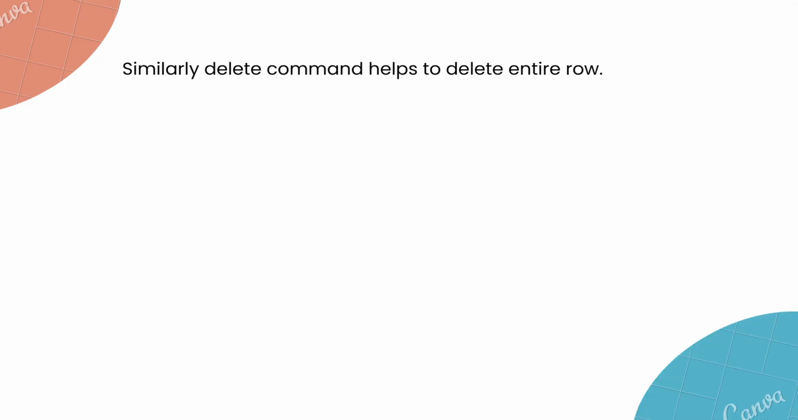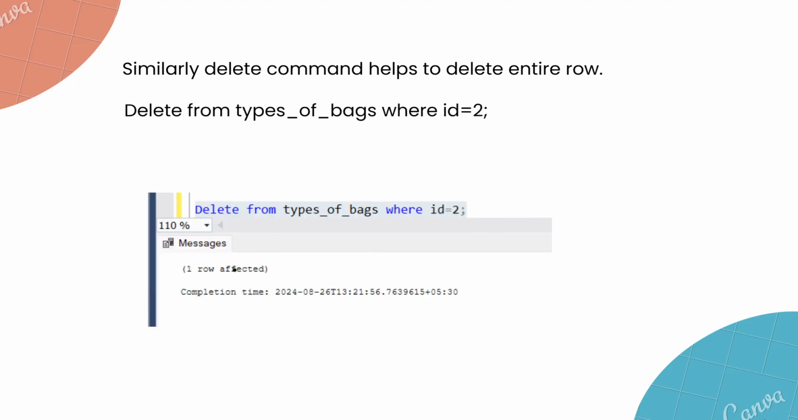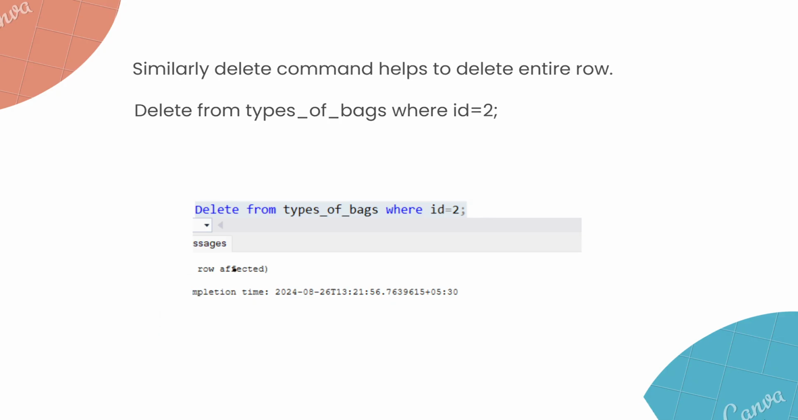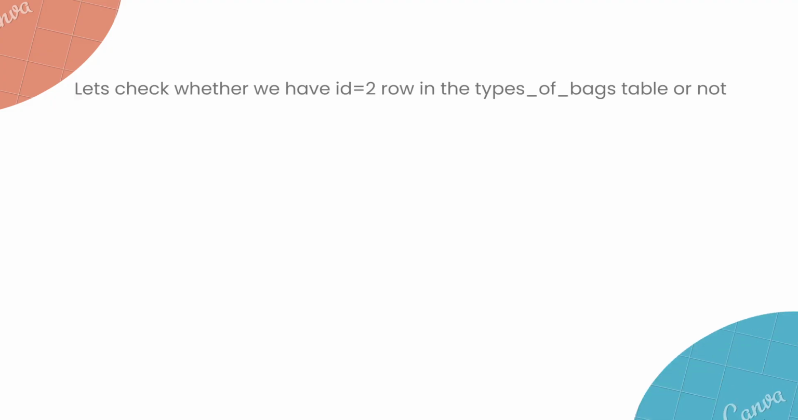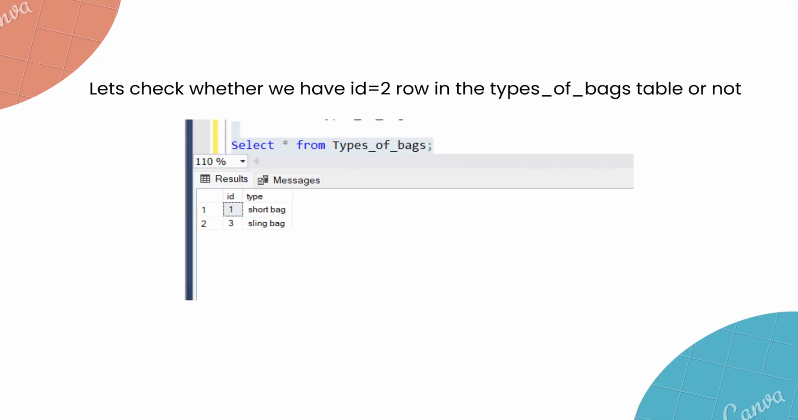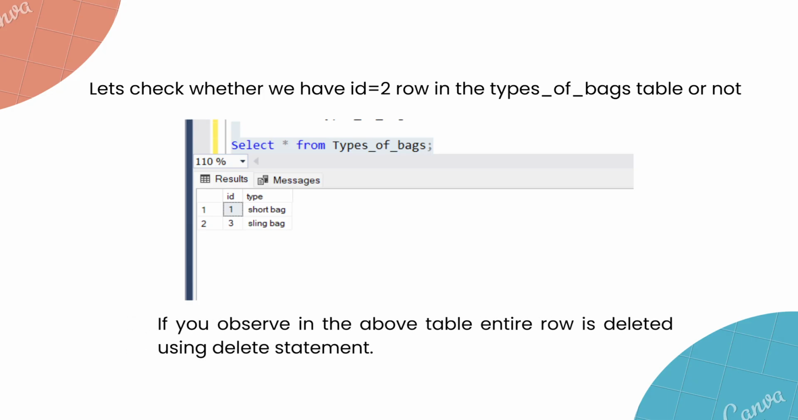Similarly, the delete command helps to delete an entire row. DELETE FROM types_of_bags WHERE id = 2; Let's check whether we have the row with id equals 2 in the types_of_bags table or not. If you observe the above table, the entire row is deleted using the delete statement.